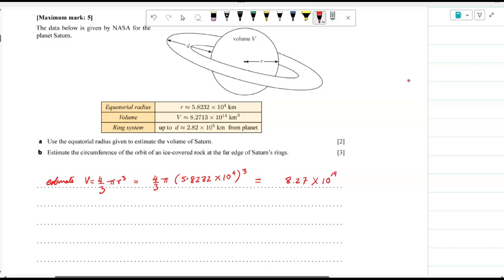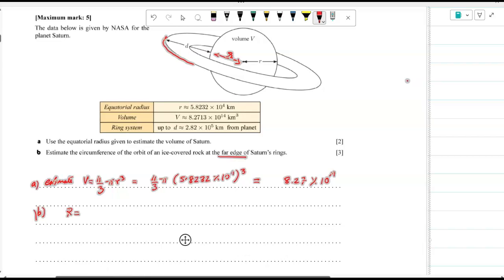Estimate the circumference of the orbit of the far edge of the ring. Now they've given a distance. What will be the radius from the center? The radius will be the planet's radius plus this distance. So this is the far edge of the Saturn ring.